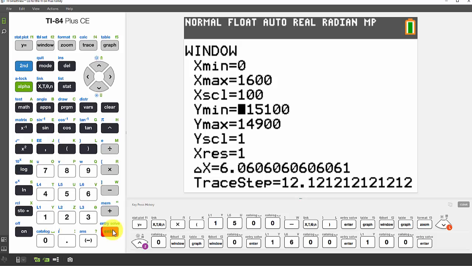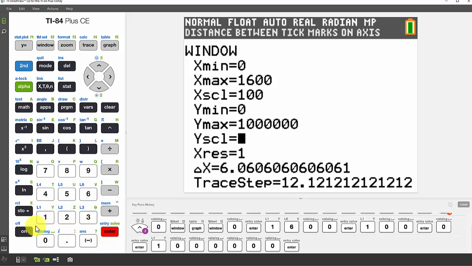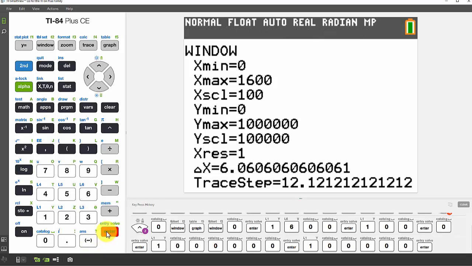And as far as the y values are concerned, the area can't be negative, so there's no need for any negative y values. And as far as y maximum, clearly 14,900 wasn't working when we looked at it before. So I'm just going to take a wild guess and put like 1,000,000, something like that. And if that works, great, and if it doesn't, then we'll fix it. As far as the y scale, if your y-axis is covering 1,000,000 units, you probably want a scale of 100,000 or 200,000 or 500,000, something like that. I'll just go with 100,000.